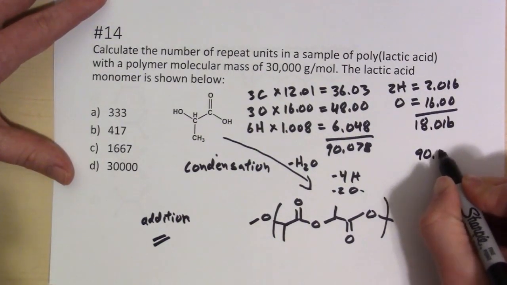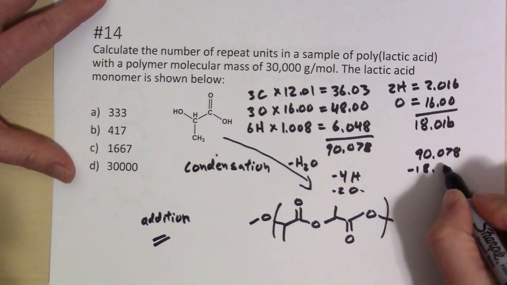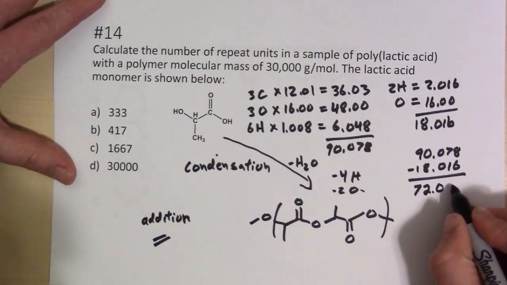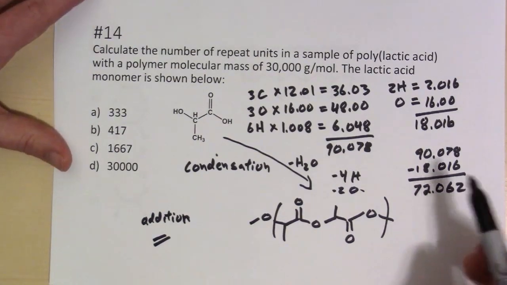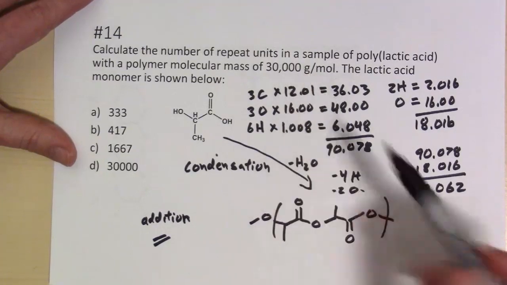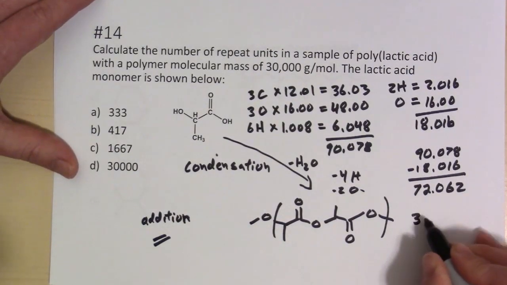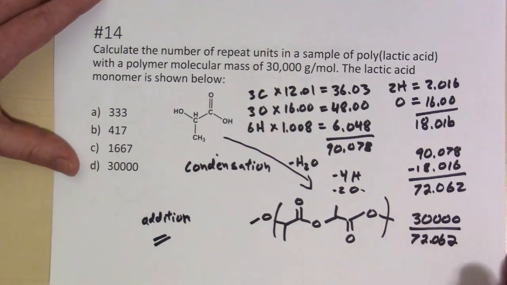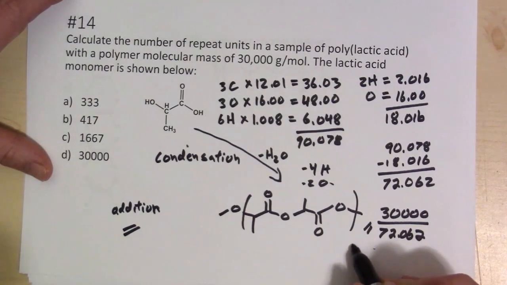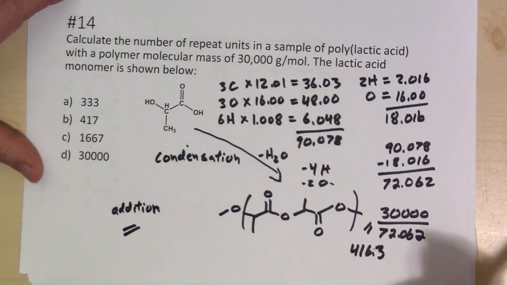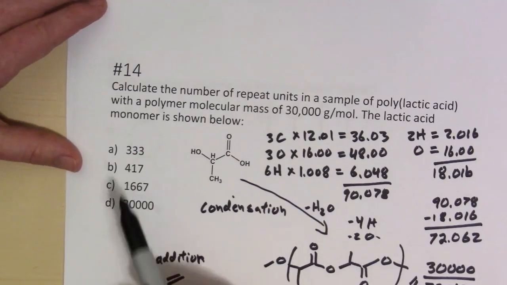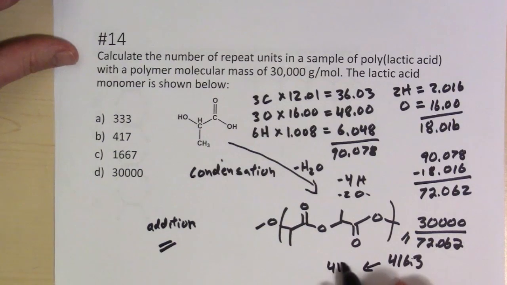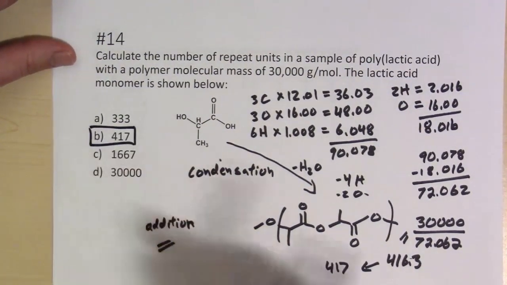So subtracting 18.016 from 90.078, we get the molecular mass of the repeat unit is 72.062. So what we want to do now is divide 30,000 grams per mole by the molecular mass of the repeat unit. So when we do that, we get 416.3. So that's pretty close to answer choice B. You can't have a partial repeat unit, so you're going to round this up to 417. So that matches with answer choice B here.